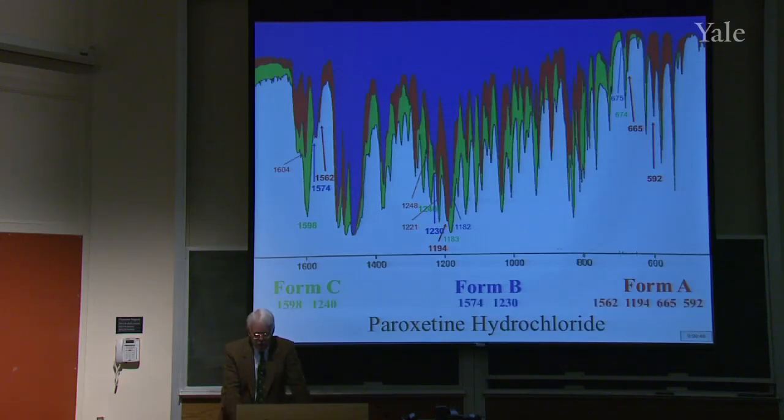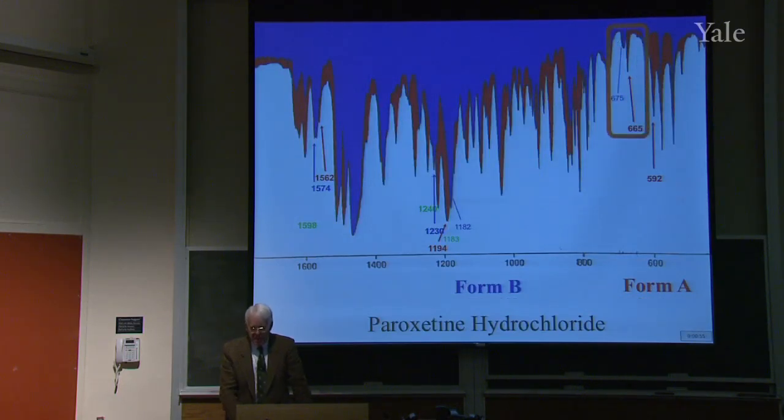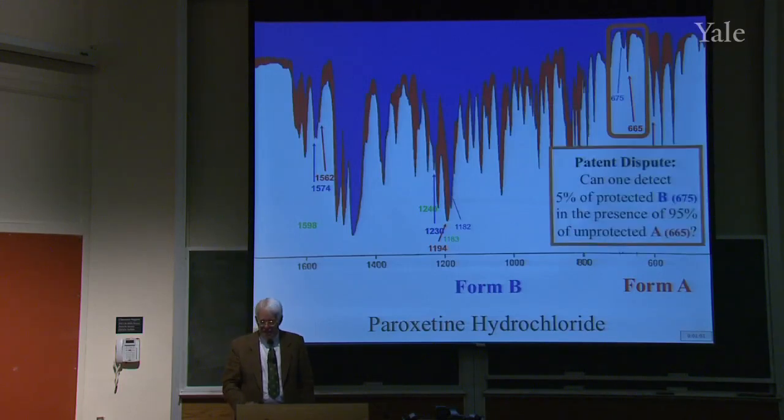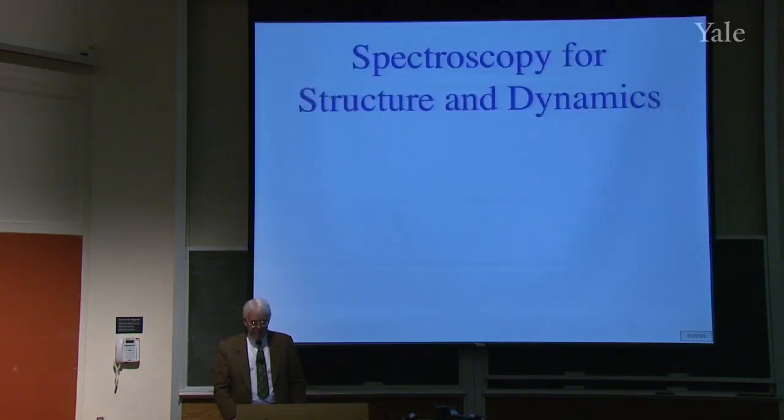And it turns out that those peaks listed below there in green, blue, and red are ones that occur in the corresponding form and not in the others. And in particular, those peaks there, the 665 and the 675, are very good for distinguishing B and A, right? So there was a patent dispute that involved, can one detect 5% of the B, the 675, in the presence of 95% of the unprotected one, in which case they would be violating the patent on B if there were 5% of it there. So this is the legal world and IR being involved in it.